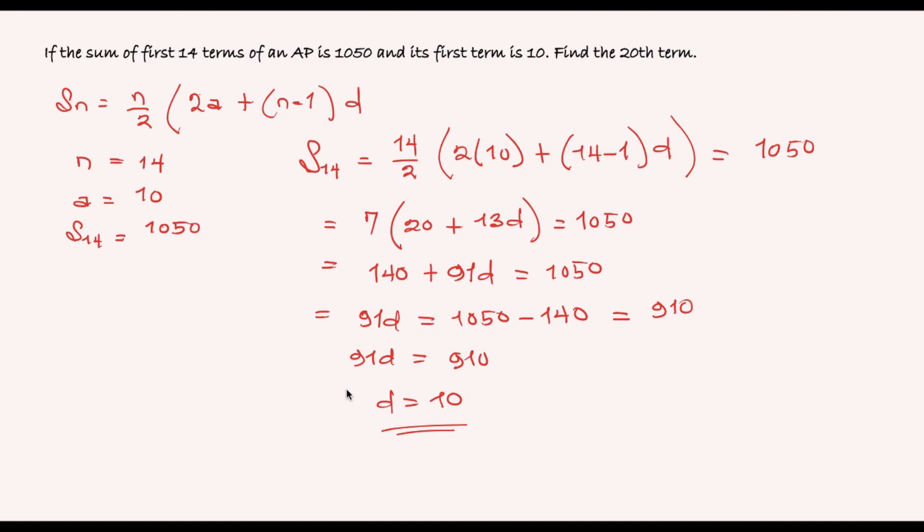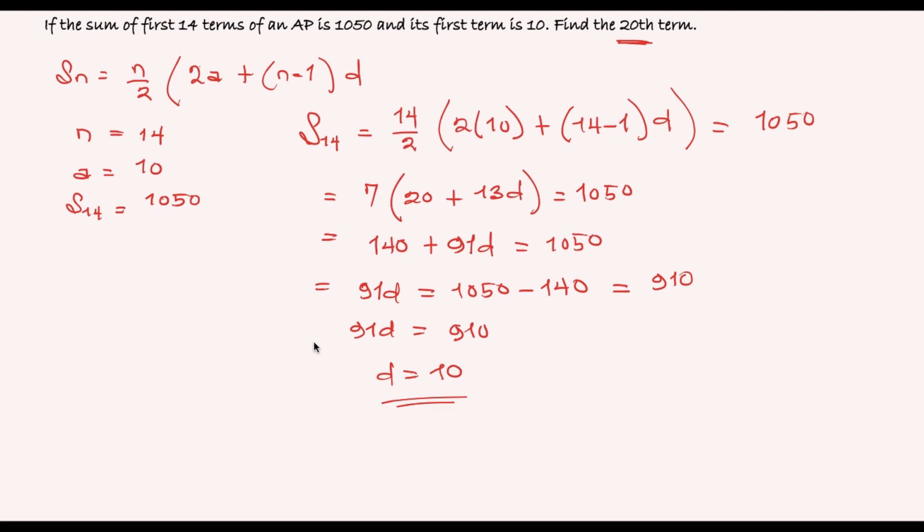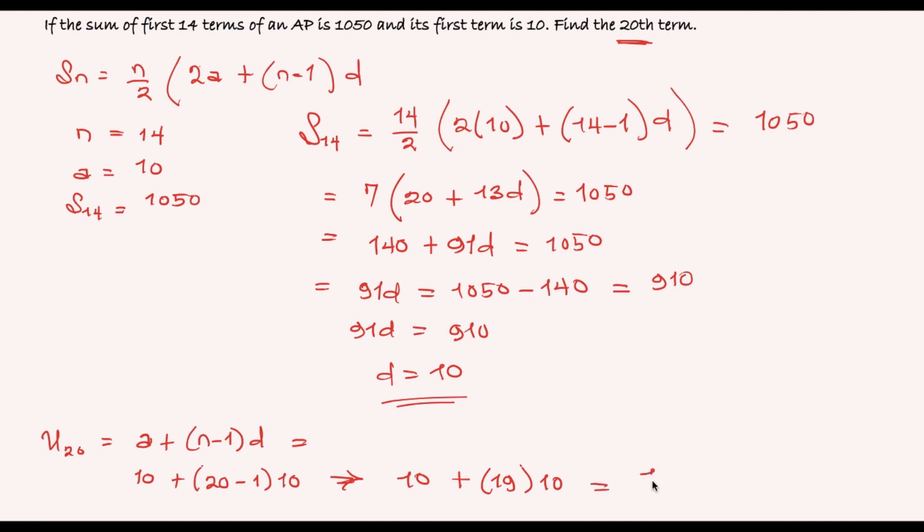But that's not what we're requested to find. We're requested to find the 20th term. So the d is just to help us find the 20th term, because our 20th term, u20, is equal to, don't forget, a plus n minus 1 d, which is 10 in this case, plus our 20th term, 20 minus 1, and our d is 10. So this is 10 plus 20 minus 1 is 19, so 19 multiplied by 10. And this is equal to 10 plus 190. So our 20th term is equal to 200.